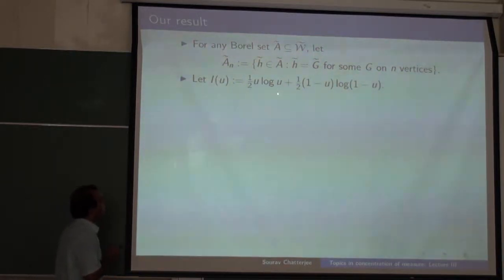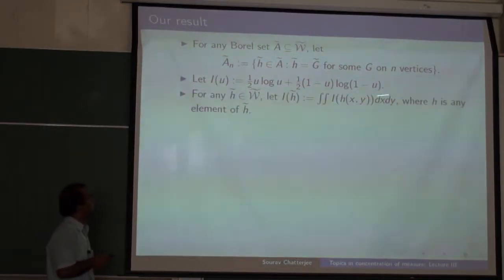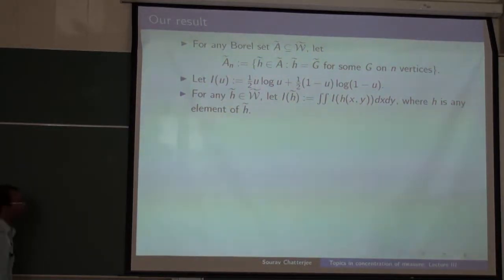Let I(u) be this entropy-like function, half u log u plus half (1 minus u) log (1 minus u). For any h tilde in this quotient space, you define I(h tilde) as a double integral of I(h(x,y)) dx dy, where h is a representative element of h tilde. A priori it's not clear whether this is well defined, whether it is the same for every element of h tilde in the quotient space, but it is.